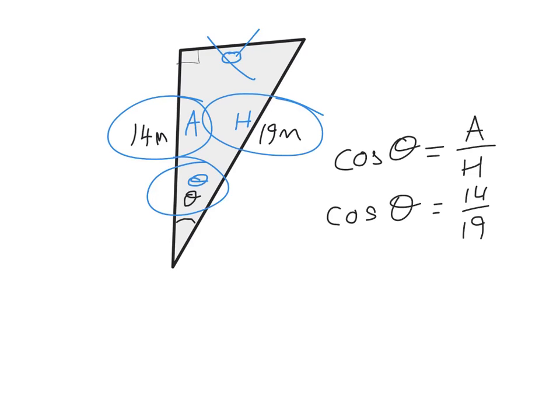Now, this is where it gets a bit tricky. One thing we could do is pick up our calculator and find out what 14 divided by 19 is, but we're not going to do that. We don't need to. What we're going to do instead is find out how our calculator can work backwards for us and tell us what number we could put in place of that theta symbol. What number could we put here to make this statement true? Our calculator can do that for us.